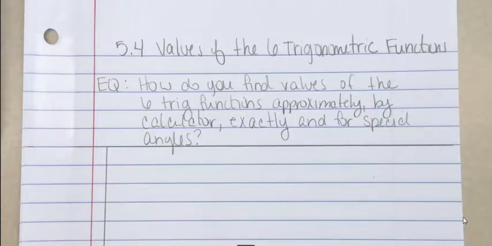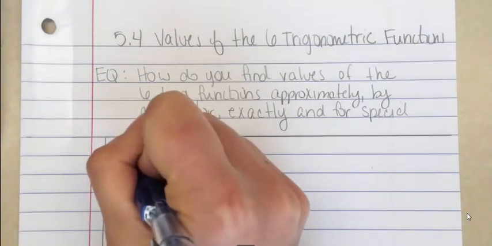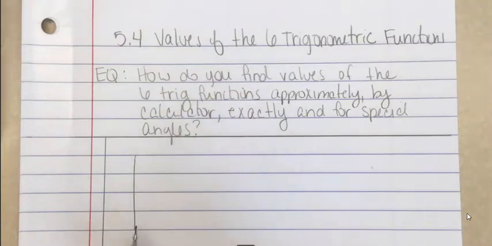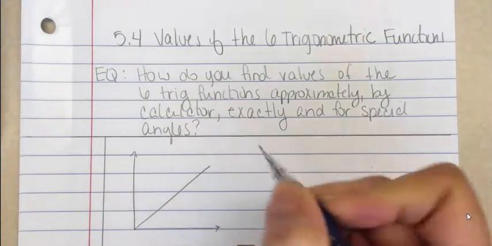5.4 goes over the values of the 6 trig functions, and your essential question is how do you find values of the six trig functions approximately, by calculator, exactly, and for special angles. Not much is new here, but it's a good review for you. So we're going to start by putting an angle in standard position in the first quadrant. That way we have something to reference.